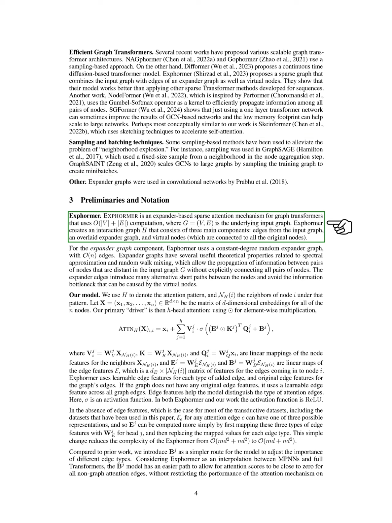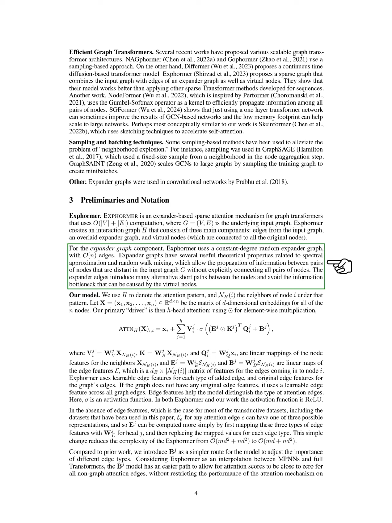Next, we introduce Spexphormer, which employs an expander-based sparse attention mechanism for graph transformers, requiring linear computation based on the number of vertices and edges in the input graph. Spexphormer constructs an interaction graph that includes edges from the input graph, an overlaid expander graph, and virtual nodes connected to all original nodes. The expander graph uses a constant degree random structure, allowing information to flow between distant nodes without needing direct connections. This design helps avoid information bottlenecks.